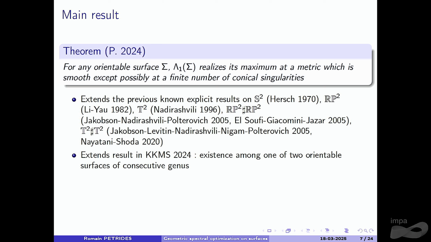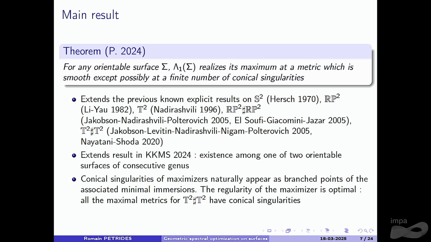It extends the result by KKMS that proved existence among two orientable surfaces of consecutive genus. Also, I have to mention that conical singularities are natural in this problem because they appear as branch points of the minimal immersions. And this is optimal in the sense that the maximal metrics for orientable surfaces of genus 2 must have conical singularities.